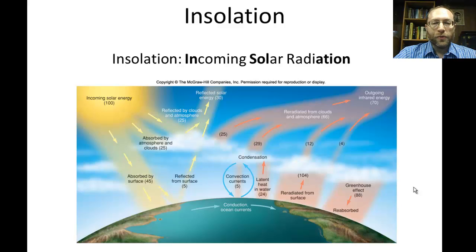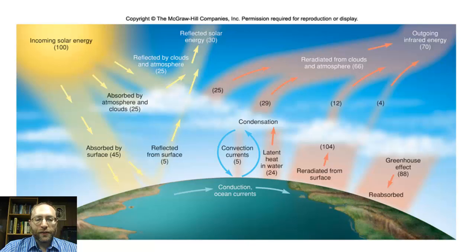First word we have to know is the word called insolation. Insolation comes from three words: incoming solar radiation. Now, as the incoming solar energy comes through, several things can happen to that light, and that's shown in this diagram. Only 45% of that incoming solar radiation gets absorbed by the surface, and that's on average.